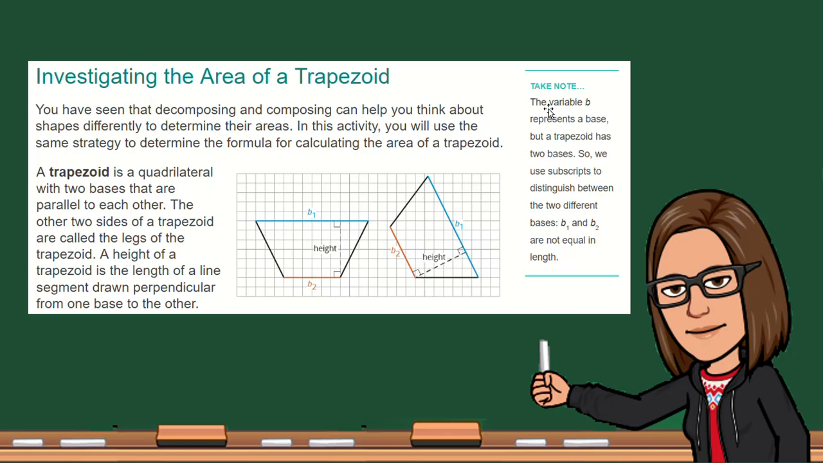So the variable b is going to be your base, but because there are two bases, we do it with a b1 and a b2. A b with a small 1, a b with a small 2. So let's go through the formula.